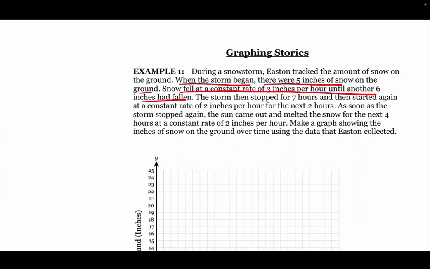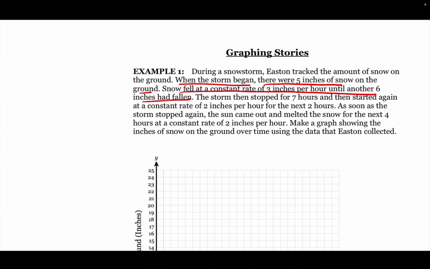So we got this. Okay, so now we're on the next sentence. The storm then stopped for 7 hours. So if a storm stops for 7 hours, what's going to happen to the snow? Is it going to go up, or is it going to go down, or is it going to stay the same? Stay the same. Yeah. So another person in my class said, doesn't it go down? It only goes down if the sun comes out, right? If the sun melts it. And it didn't say it's melting it. So it's going to stay the same.